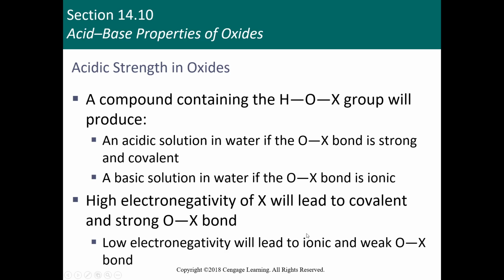The high electronegativity of your X is what will lead to that covalent and strong OX bond. So a low electronegativity will lead to an ionic and weak OX bond. So metals, this is typically this one right here. If you're talking about a large electronegativity non-metal, that's typically this case up here.